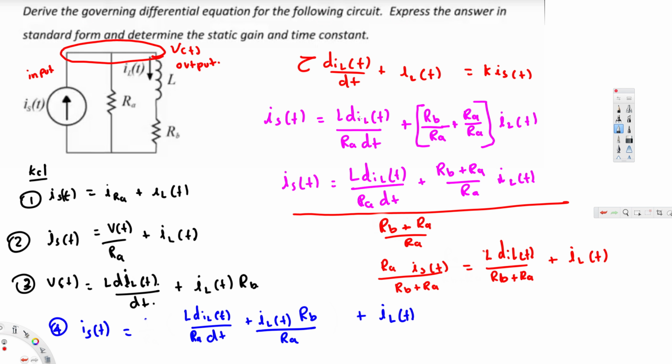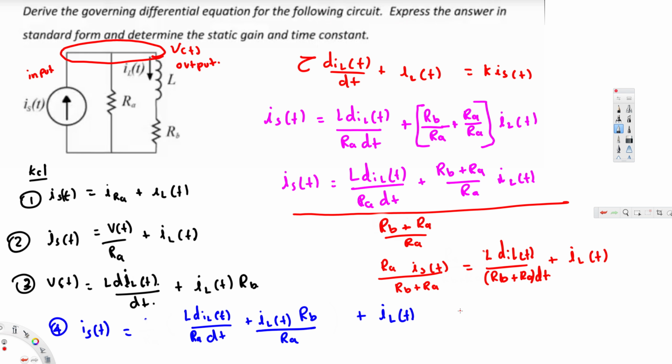The next step is, the question is asking us to find out the static gain and the time constant. Time constant is the value in front of the dIL of t over dt. In our case, in front of dIL of t over, oh, I had to put a dt right here, dt, I have L over RB plus RA.